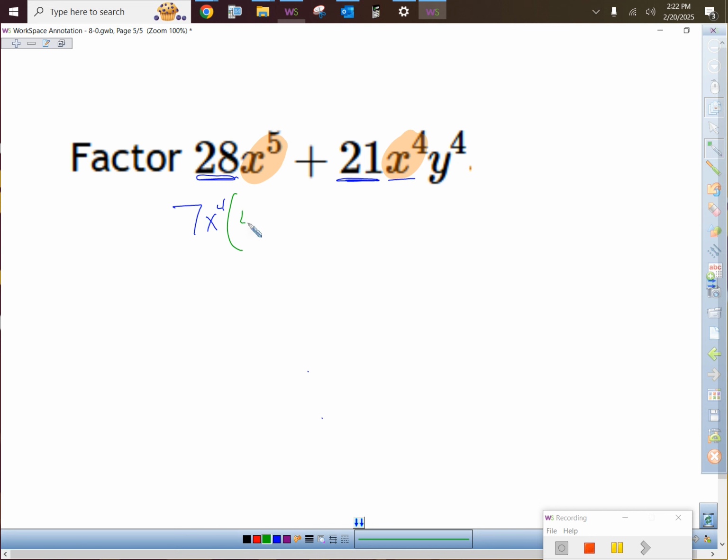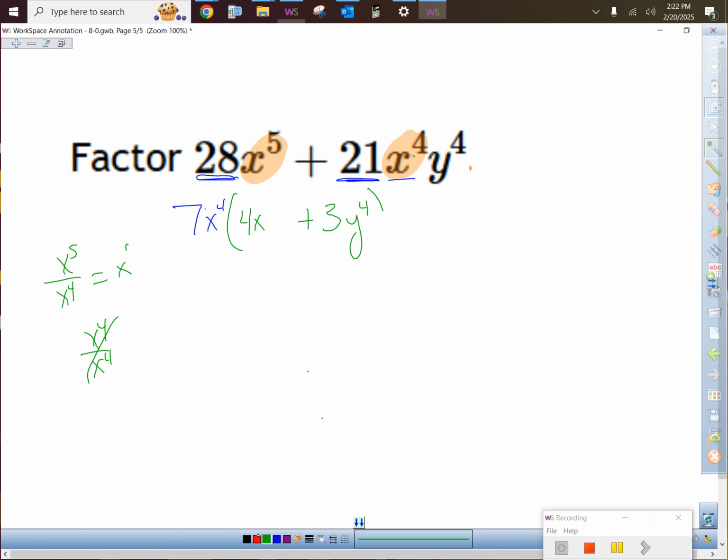28 divided by 7 is 4. X to the 5th divided by x to the 4th. I don't care if you write this off to the side. I'm just showing you where there are more x's. There are more upstairs, and there is one more, so you're going to have x to the first. Plus 21 divided by 7 is 3. X to the 4th divided by x to the 4th, those will cancel each other out, so there won't be any x's with it. But this y to the 4th has to still be there because it didn't have anybody to play with.